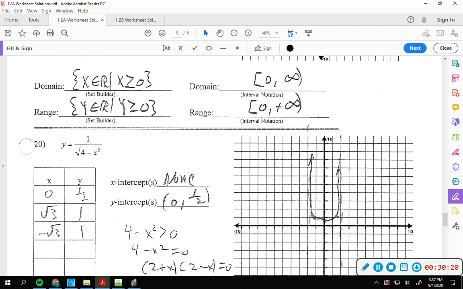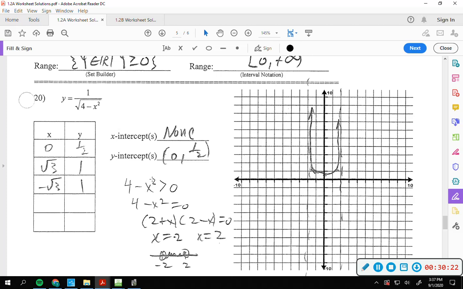Problem number 20, even harder. Let's think about this one. It's still a square root, but we also have a denominator. So we've got both domain restrictions to consider. First of all, I cannot take the even root of a negative number. So I have to set the argument greater than or equal to 0 normally. But now this can't equal 0 either, because it makes a 0 in the denominator. That's why the argument is set greater than 0.